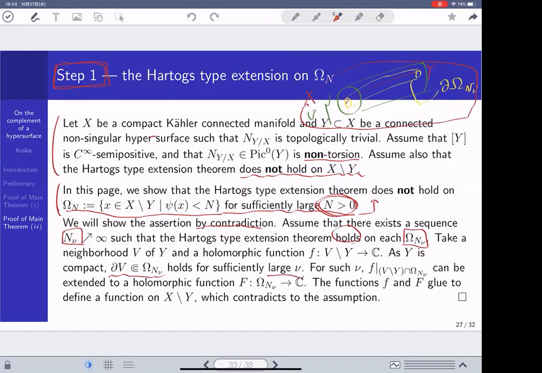For such nu, the function f restricted to this annulus type area can be extended, because the Hartogs type extension theorem holds on Omega n nu. So by patching the extended function large F and small f, we can construct the extension of small f, which contradicts the assumption. That is the proof.